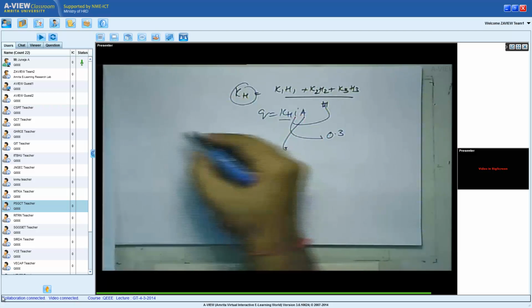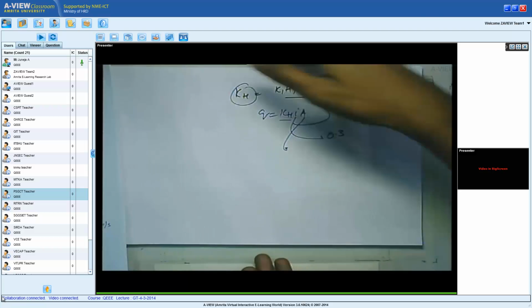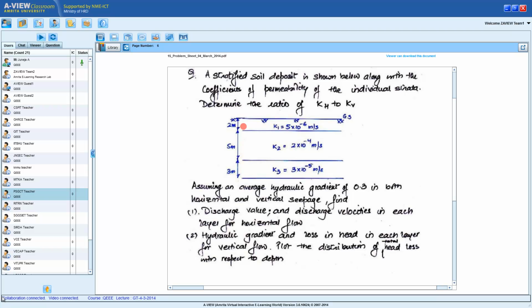So it's the total area. If I go back to the figure, the area would be this whole distance, that's 5 meters plus 2 meters plus 3 meters, times the unit length which comes out toward you. So that will give me Q equals KiA. I can either use KH or I can use the same logic as we have done in the previous question. This will give me the discharge.